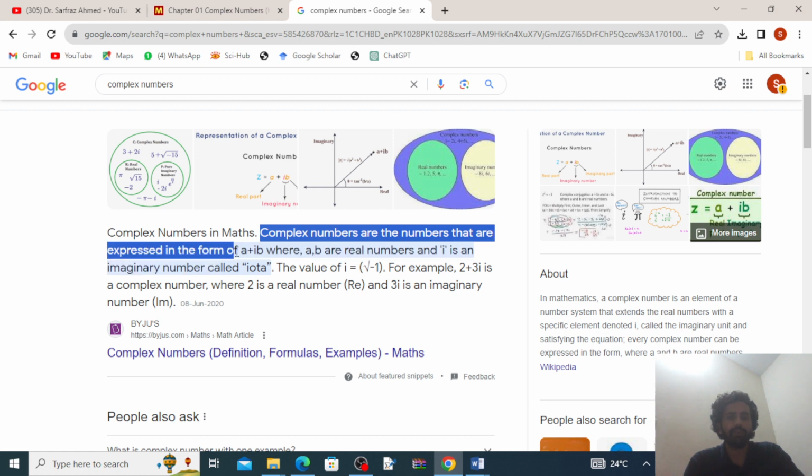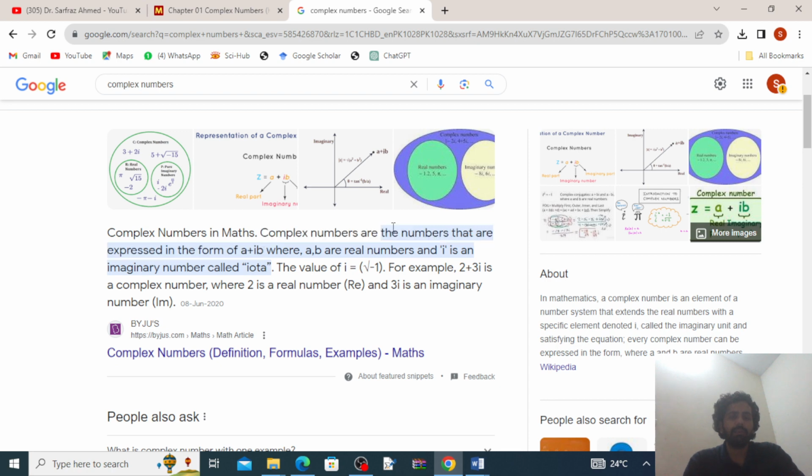expressed in the form of a plus iota b, कि ये इस तरह के नंबर्स हैं जिन्हें आप इस शक्ल में लिख सकें a plus iota b की फॉर्म में. So where a is the real part and b is the imaginary part, and I is an imaginary number that is called iota. The value of iota is equal to minus 1 under root.